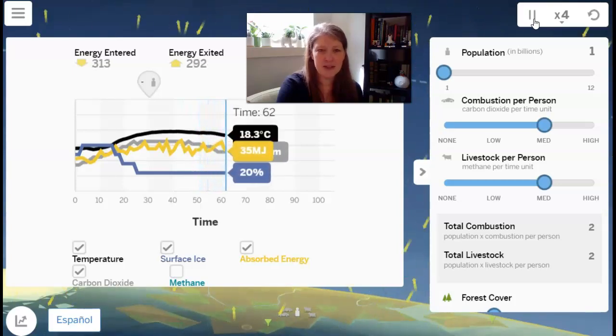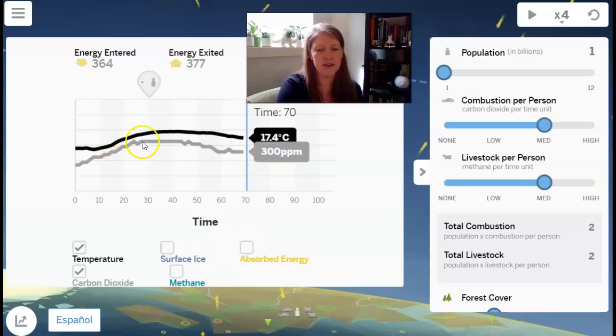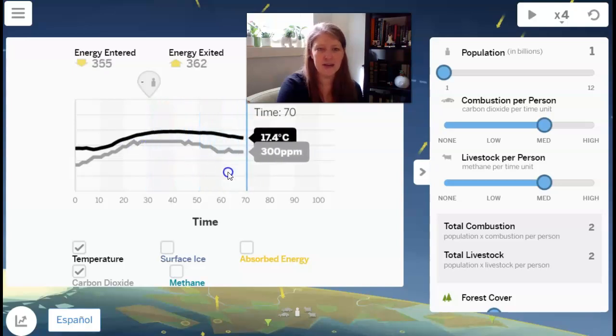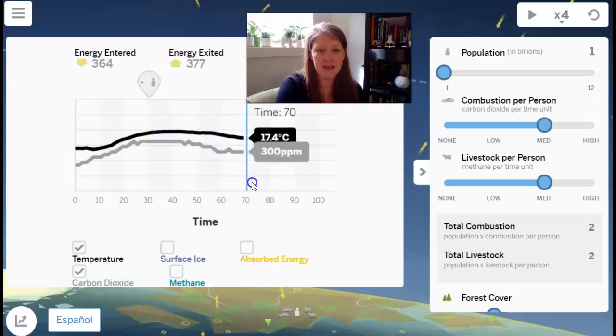So it looks like temperature is kind of staying similar, but it's kind of dropping down. Let's just look at one thing at a time. So carbon dioxide is the gray line and the black line is the temperature. And so when we started, the temperature was higher and it's dropped down about 2 degrees Celsius. And the amount of carbon dioxide in the atmosphere went from about 380 parts per million, and it's dropped down now to 300 parts per million.